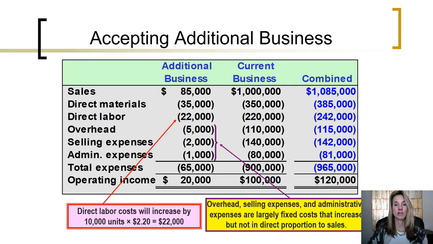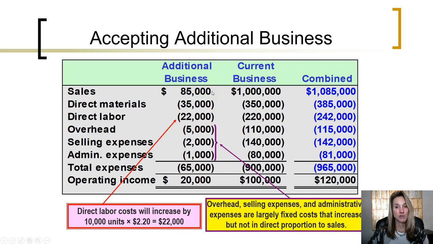In addition to the direct material costs they will incur to fill this order, they will also incur additional direct labor. At 10,000 units, $2.20 apiece, total additional direct labor costs of $22,000. The additional expenses, overhead, selling, and admin, are for the most part fixed. They will not change, except because of this one-time order, $5,000 in additional overhead, $2,000 in additional selling, and $1,000 additional administrative expenses will be incurred. So because these costs will not be incurred if they don't accept the special order, they are relevant. So the total costs associated with just this order are $65,000.